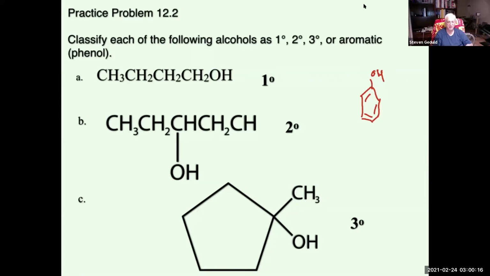Cyclopentanol. There's 5 carbons in a ring. So this is the number 1 position here, to give the OH the lowest number. So it's 1-methylcyclopentanol. So it'd be 1-methylcyclopentanol.